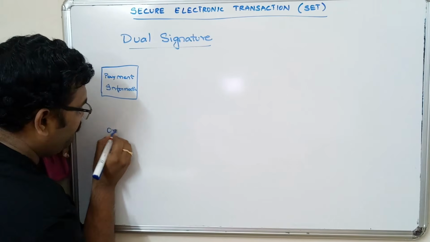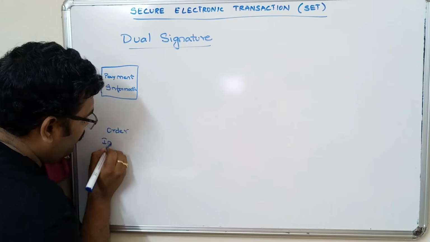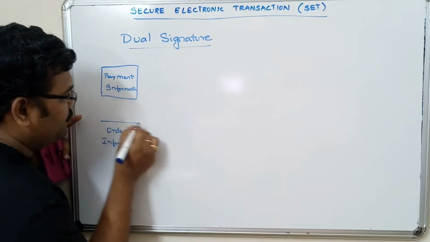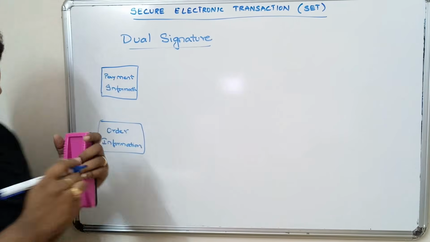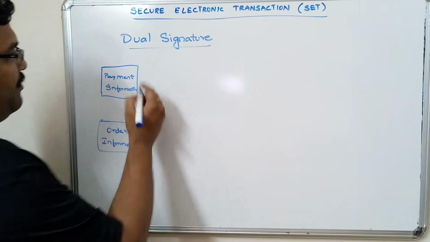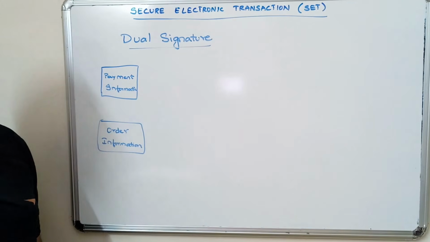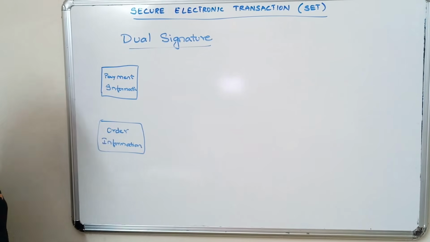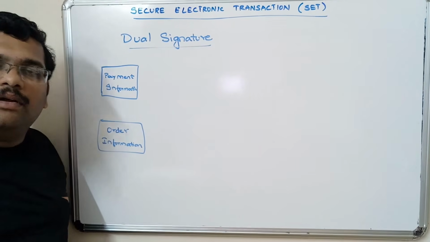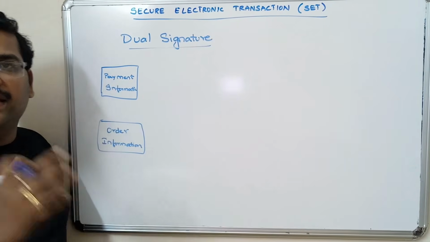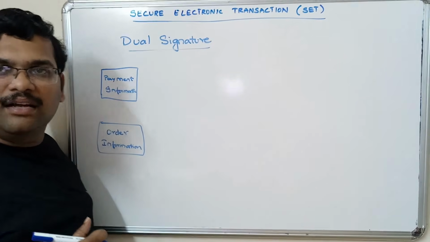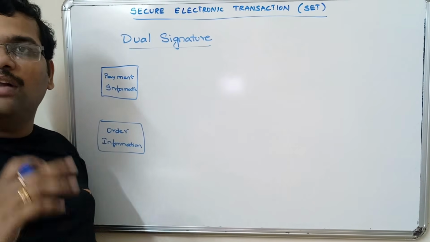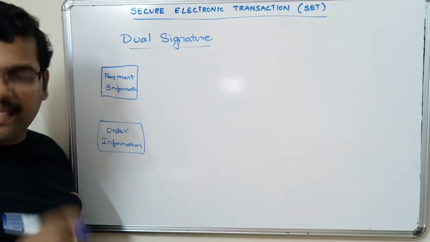This is the order information, right? So payment information and order information. After having this payment and order information, we have to apply the message digest algorithms or the hash algorithms in order to generate the hash code. Here the hash code is also called the message digest.